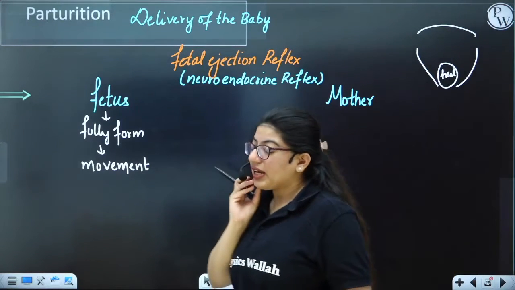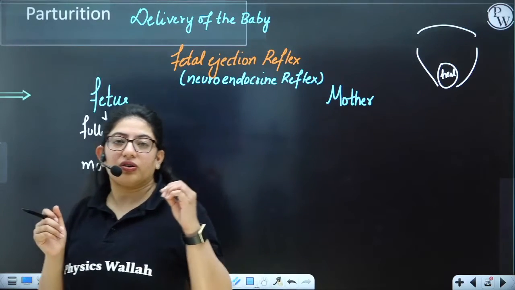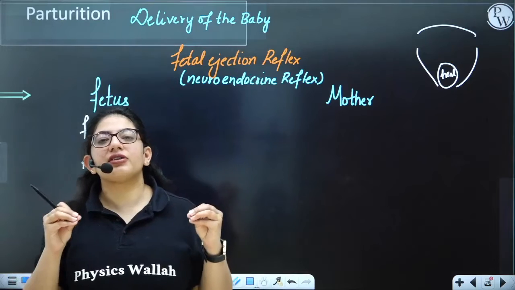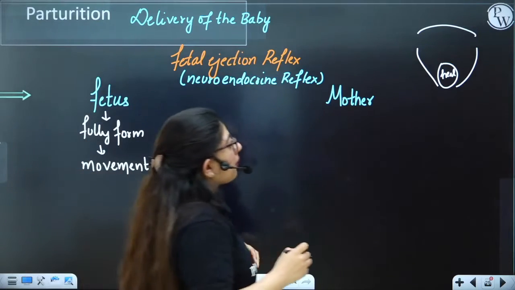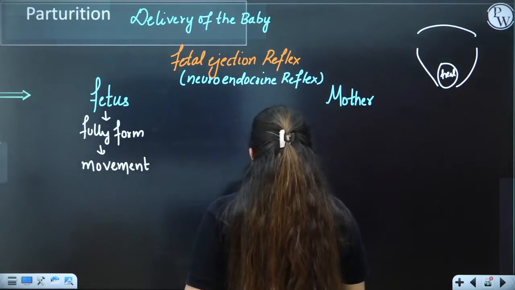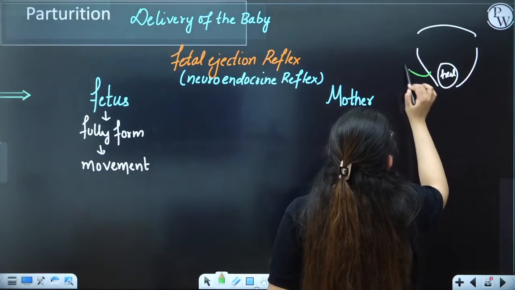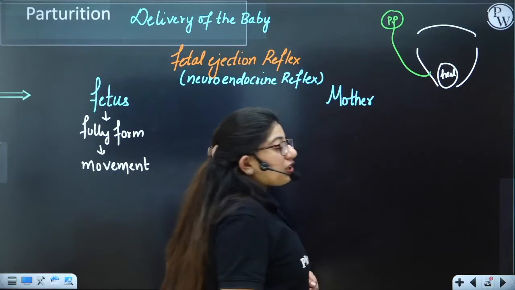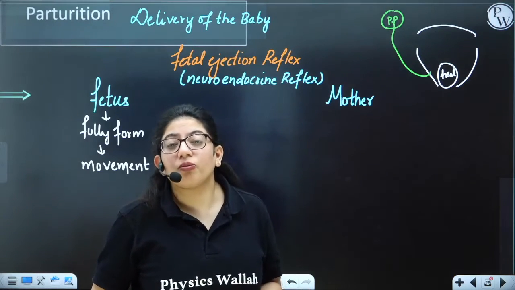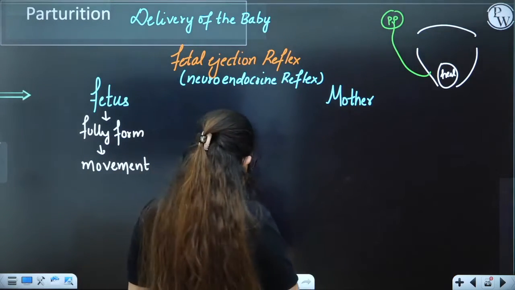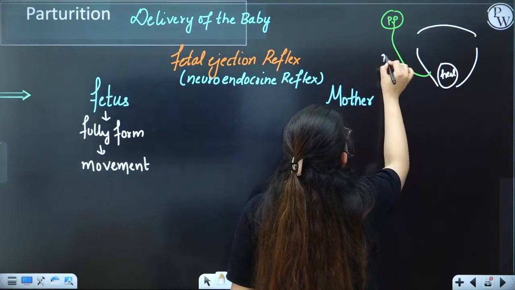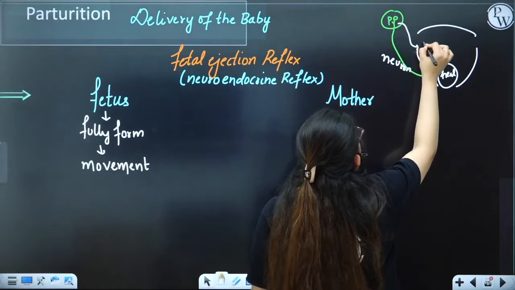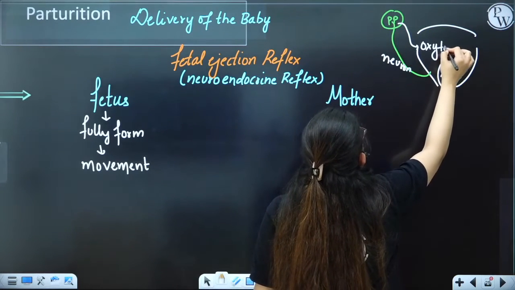When it moves, the neurons on the uterus will send a signal to the mother's pituitary. See, here is the mother's uterus. The neurons associated with it will send a signal to the posterior pituitary. Now, the posterior pituitary will secrete the hormone oxytocin. Since neurons are involved, you call it neuro, and here the hormone coming is oxytocin.